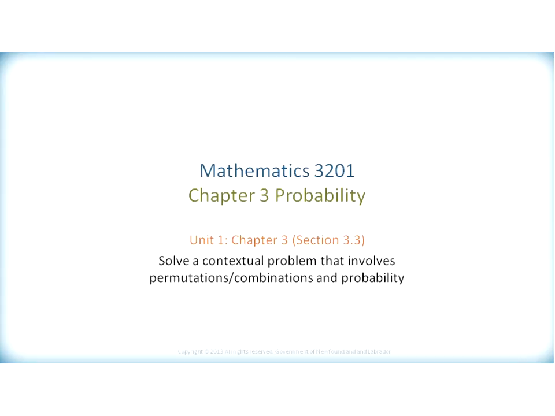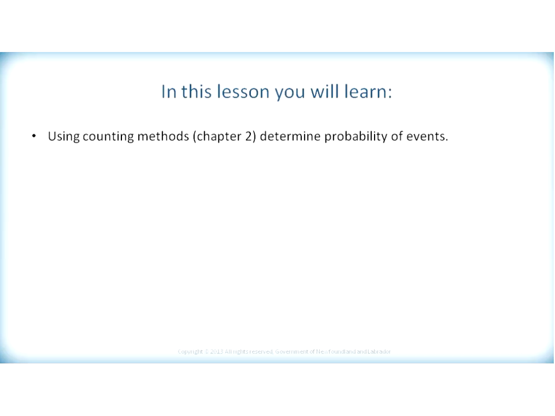We will look at Chapter 3, Probability, Unit 1, Chapter 3, Section 3.3, solve a contextual problem that involves permutations or combinations and probability. In this lesson, we will learn how to use counting methods from Chapter 2 to determine the probability of events.